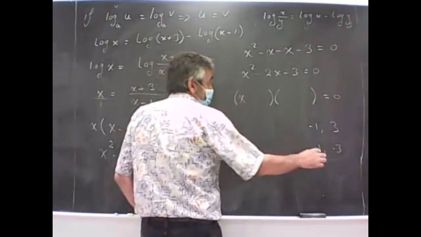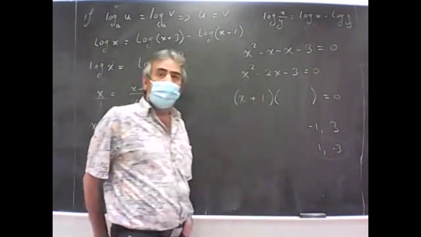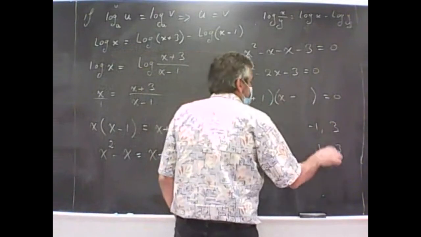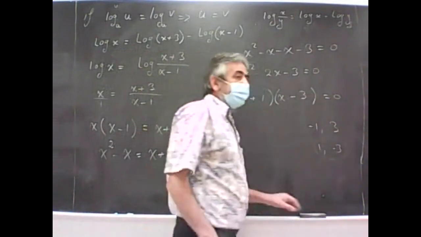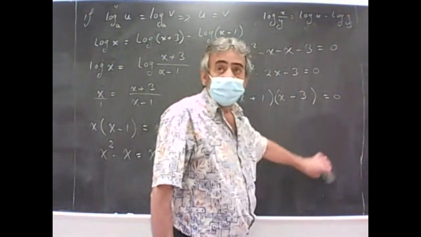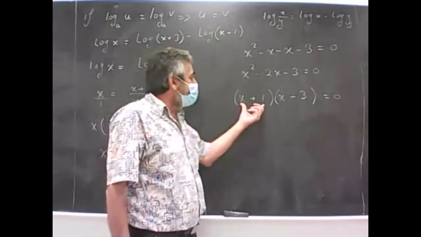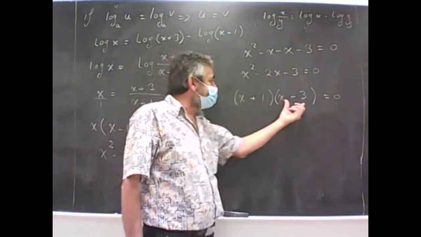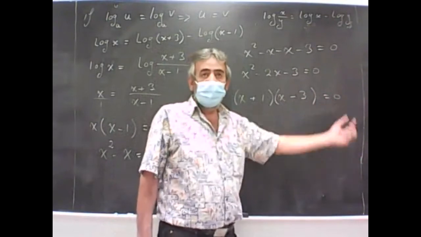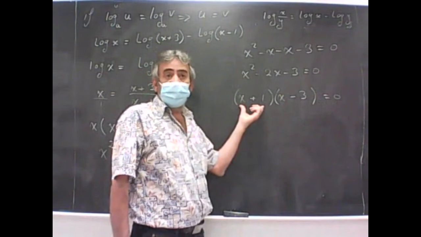So here we go. We have x plus 1, the first number, and then we have x minus 3, the second number, and we factor. Now what do I have? We have this number times that number equals 0. So either one of them has to be 0.